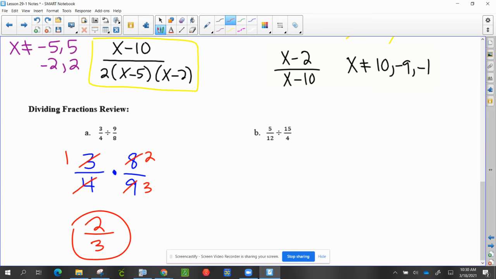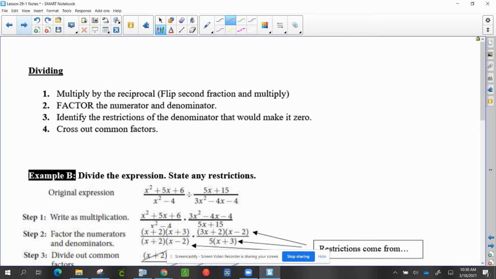Keep, flip, multiply. You remembered when you divided fractions, we do the same thing when we're dividing rational expressions. We change the division to multiplication, and we use the reciprocal of that second fraction. The first one will always stay the same, but we flip the fraction and change it to multiplication. So keep, flip, multiply. Then it's the exact same thing we just did on the front, where we factor each expression, identify the restrictions, and cross out anything in common.